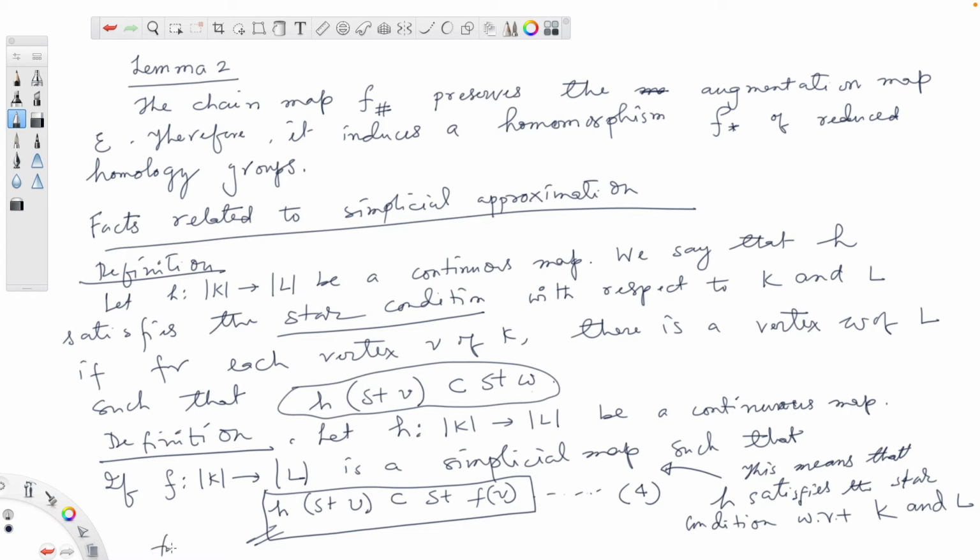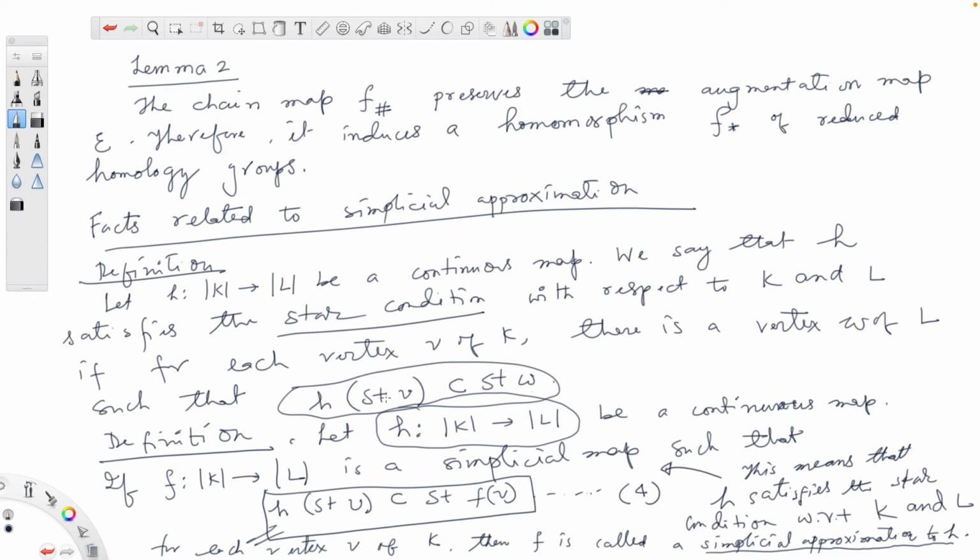And it has to be satisfied for each vertex V of K. Okay, if this is fulfilled for each vertex V of K, then f is called a simplicial approximation to h. So in other words, we are approximating this continuous map satisfying the star condition by means of this simplicial map f.